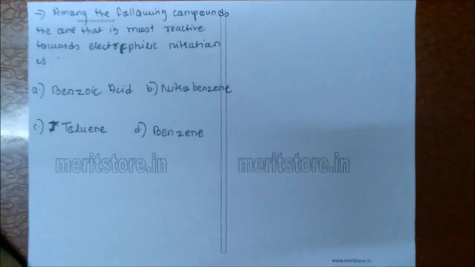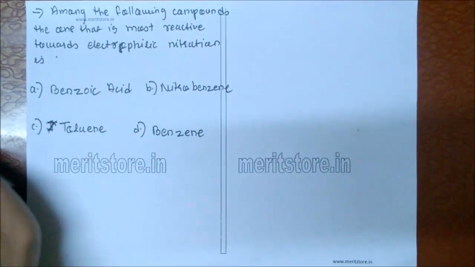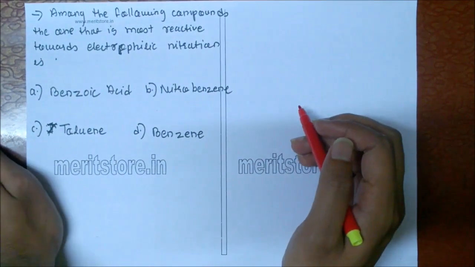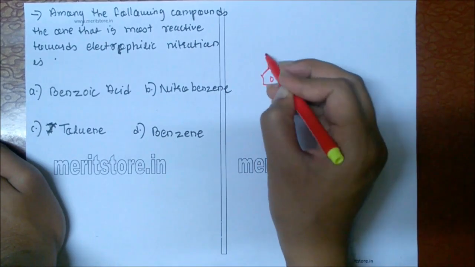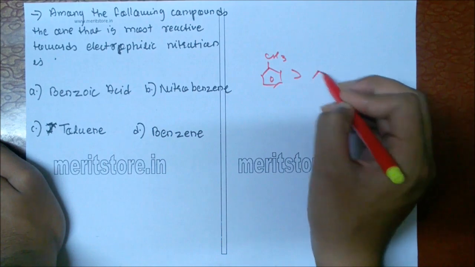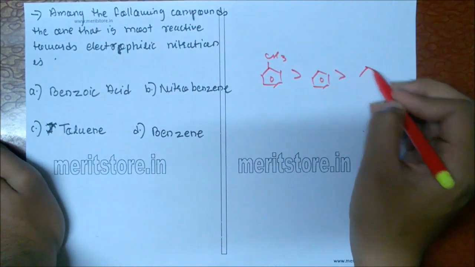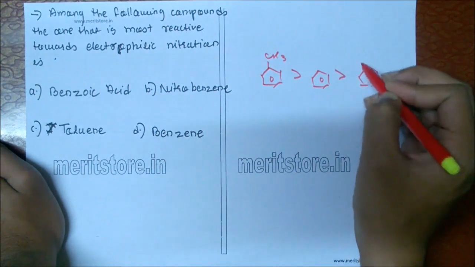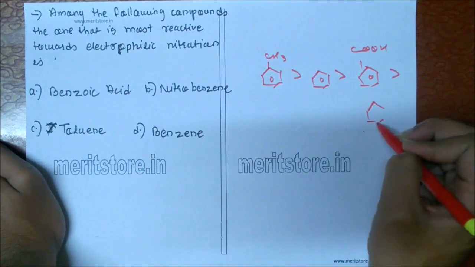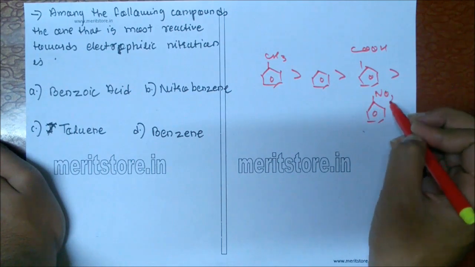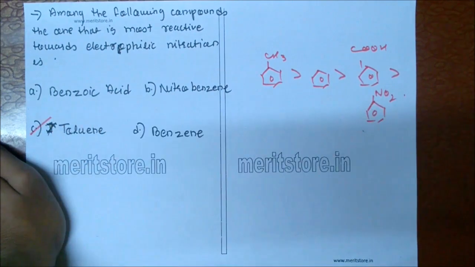Which of the following compounds is most reactive towards electrophilic nitration? The electrophilic reactivity order is: toluene is more reactive than benzene, which is more reactive than benzoic acid, and the least reactive is nitrobenzene in an electrophilic nitration reaction. So option C, toluene, is most reactive.